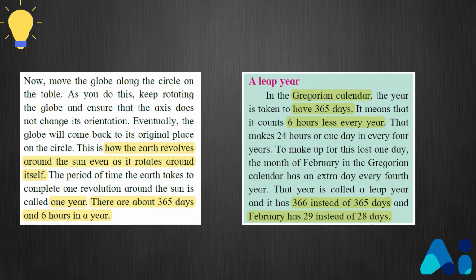So to make up for that one lost day, the month of February was given one extra day every 4th year, and that's the leap year, right? Normally we say that in a regular year it's 365 days, and more accurately 365 days and 6 hours. In the leap year, instead of 365 days, we have 366 days, because the month of February has 29 days instead of just 28. That's the special year, and that's leap year.